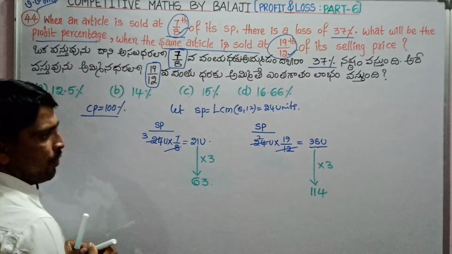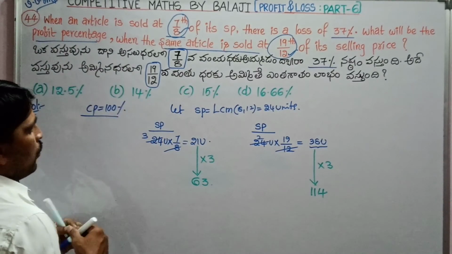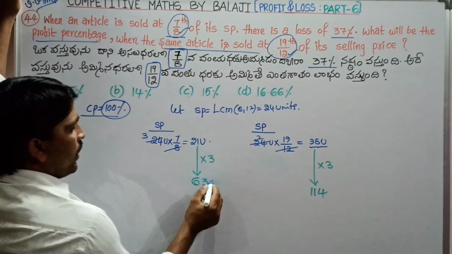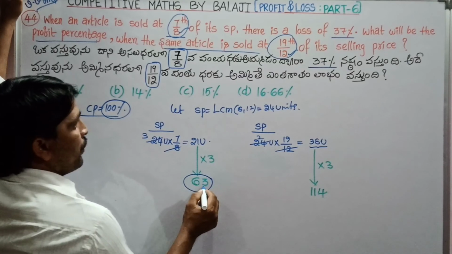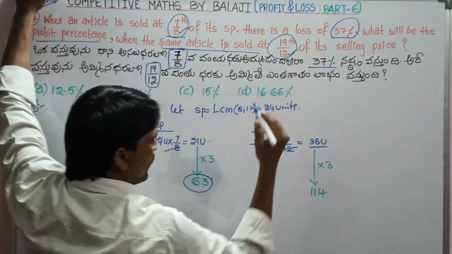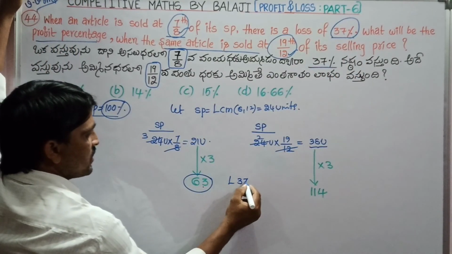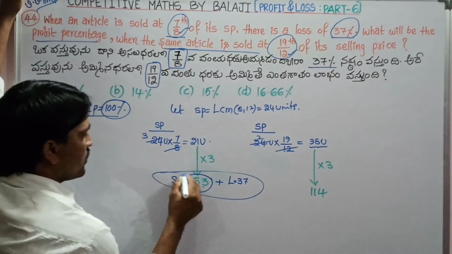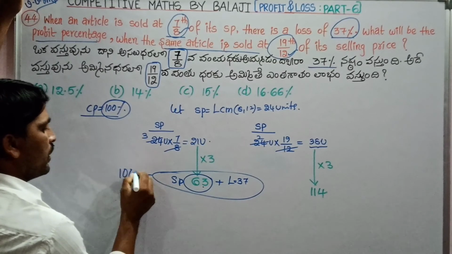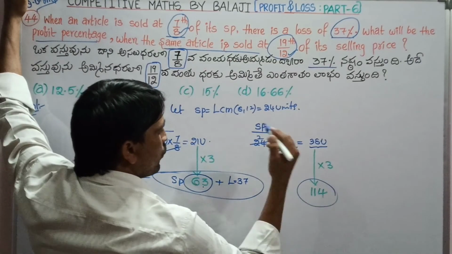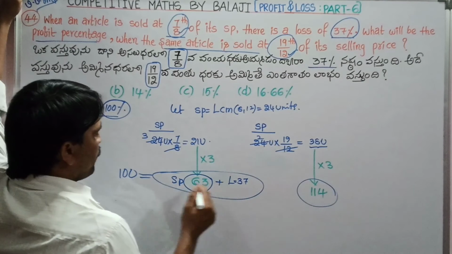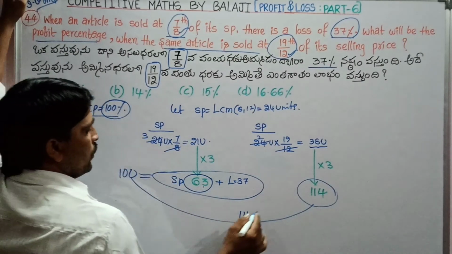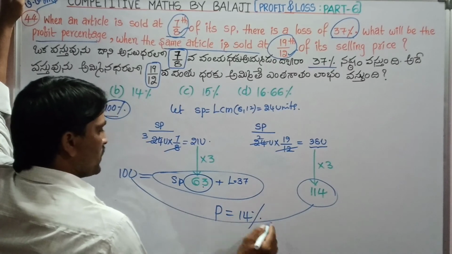Now, what is CP actually? 100%. In the first case, when the article is sold for 63 units, there is a loss of 37 units. Loss is 37, SP is 63, their sum is CP, which is equal to 100. And in the new case, SP is 114. There is a profit of 14 over 100. So profit is 14%.